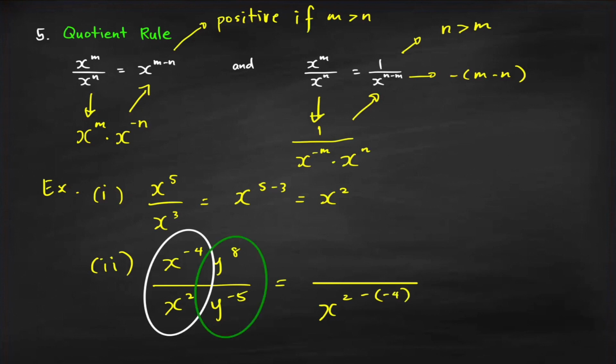If you look at the second quotient, y raised to 8 over y raised to negative 5, the power of y in the numerator is larger than the power of y in the denominator. So it's better to use this first equation, and we'll get here y raised to 8 minus negative 5. And doing the arithmetic in the powers, we'll get y raised to 13 over x raised to 6, which is already in simplified form.